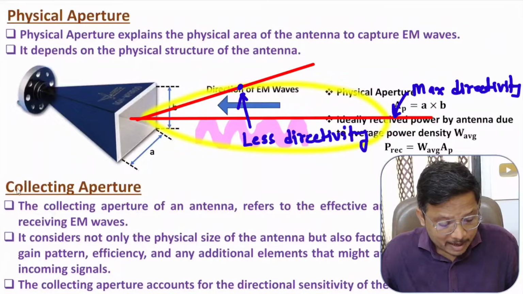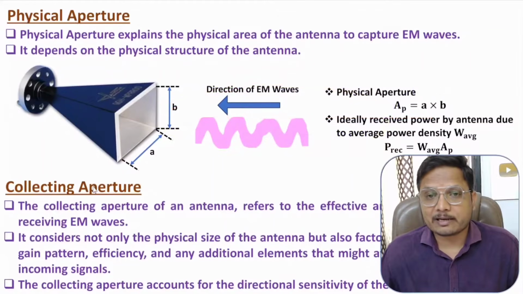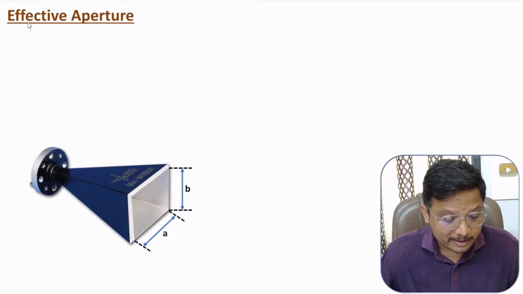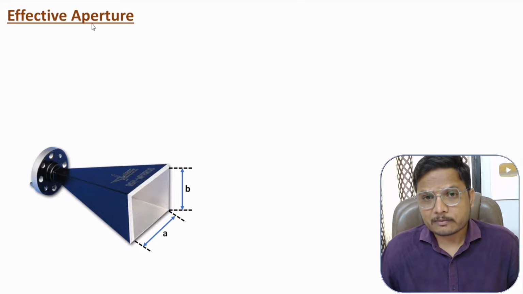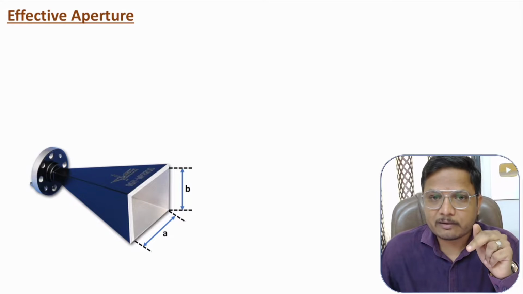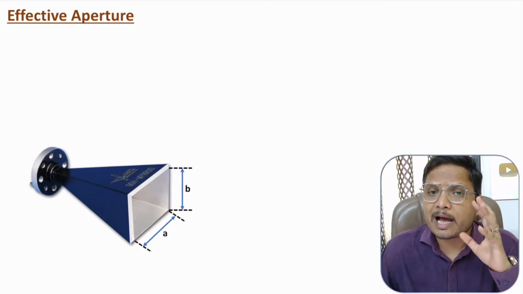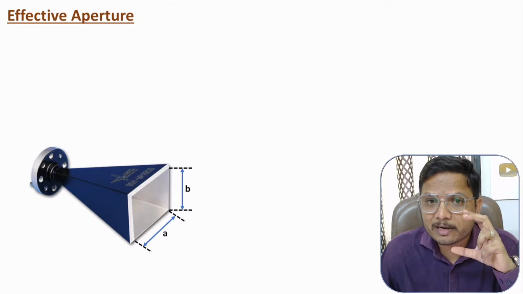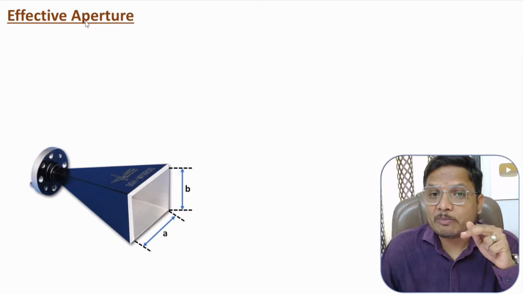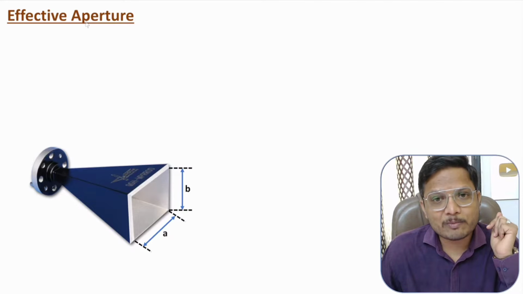That has been described by collecting aperture, right? Now I'll explain the third category, that is effective aperture. We have talked about physical aperture. Physical aperture explains the ideal calculation of how much power is received by the antenna. But effective aperture explains how much real power is received by the antenna.